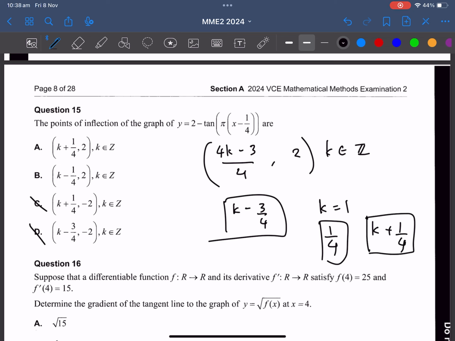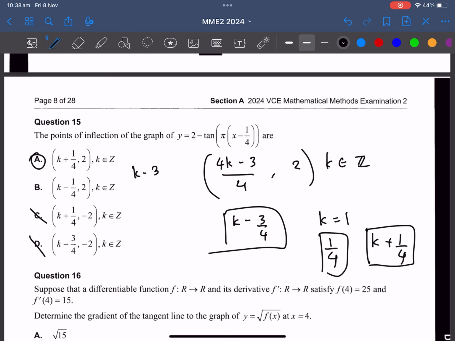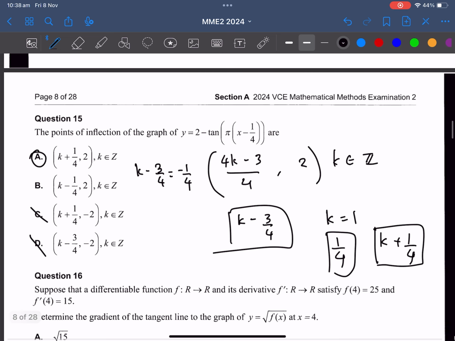So currently, option A is looking like the answer. Let's test option B as well. So k minus 3 on 4 has to be equal to negative 1 on 4, right?